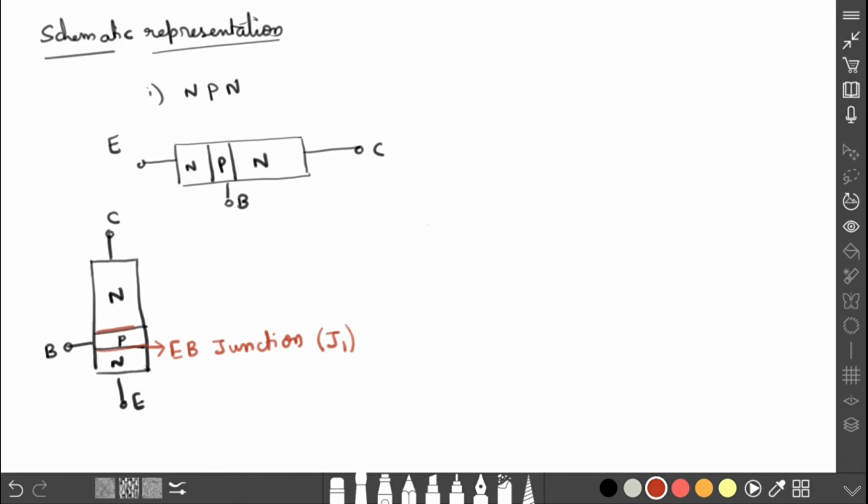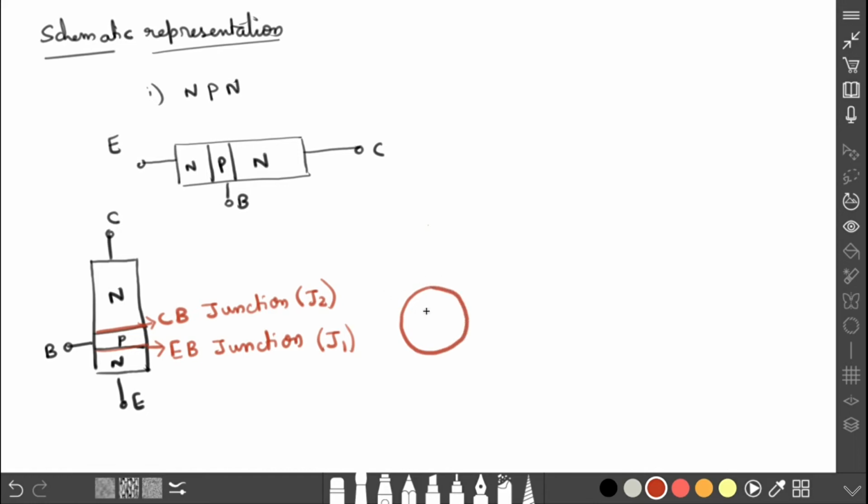The next junction is existing in between the collector and the base. So that is represented by CB junction, collector base junction, which is represented as J2, right? So next, how should it be represented in the circuits?